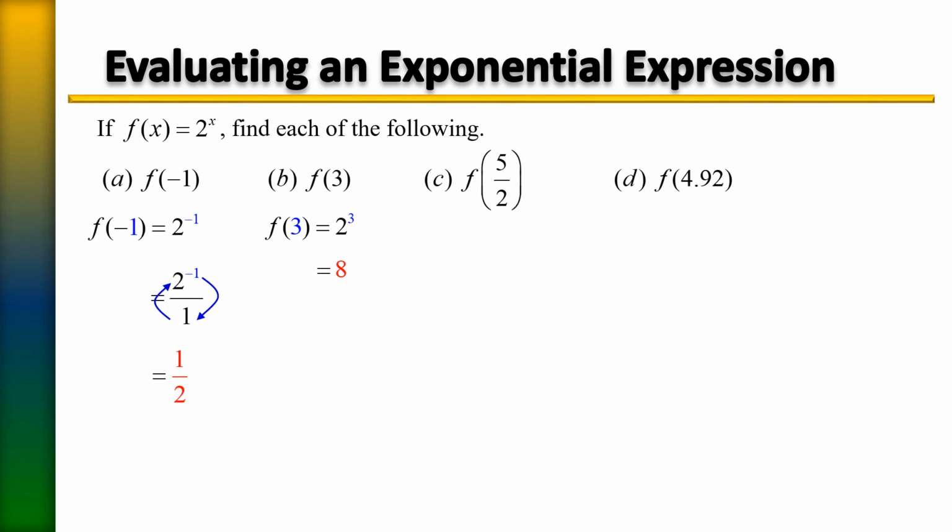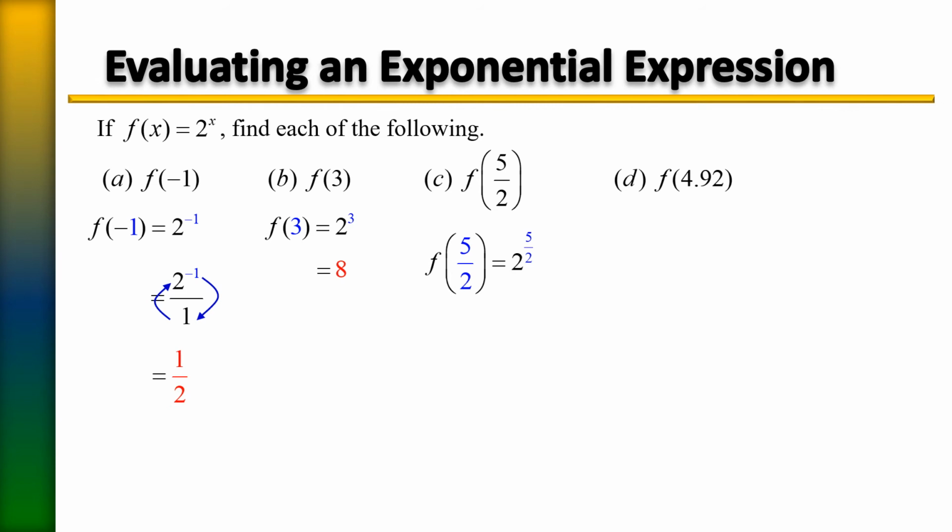Let's go to example C. Remove the x and replace it with 5/2. When we do so, it's going to look like so. And recall, when you have a rational number, a fraction as your exponent, that is nothing more than radicals. So let's convert that fraction into a radical.